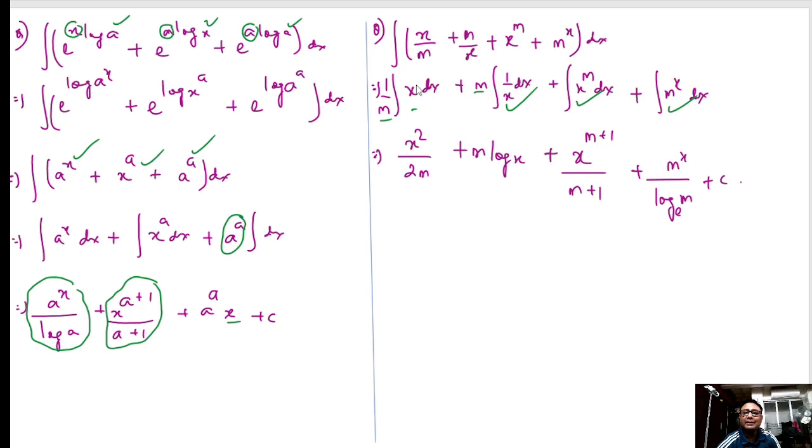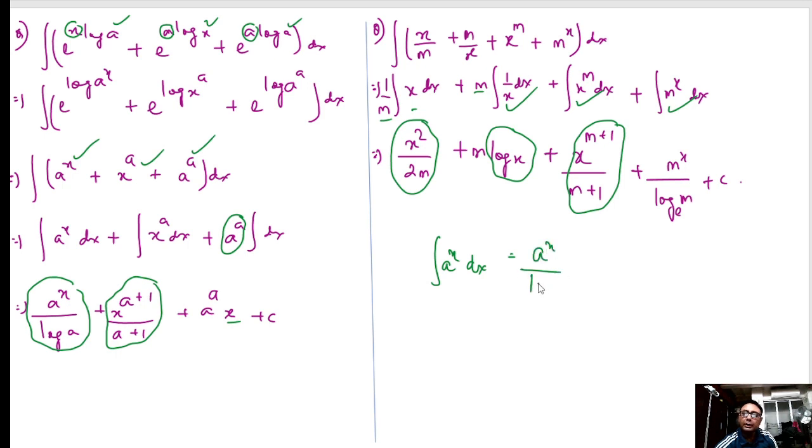Now this is x square by 2. 1 by x means log x. X to the power m will be x to the power m plus 1 by m plus 1. M to the power x is actually what? A to the power x, which formula is what? A to the power x by log a, so it will be m to the power x by log m.